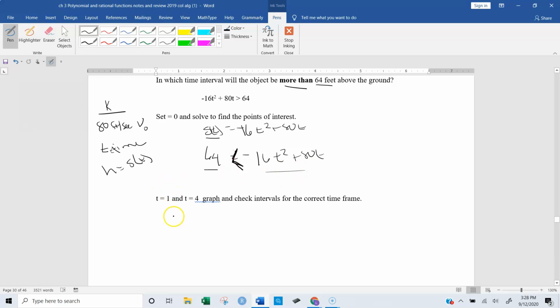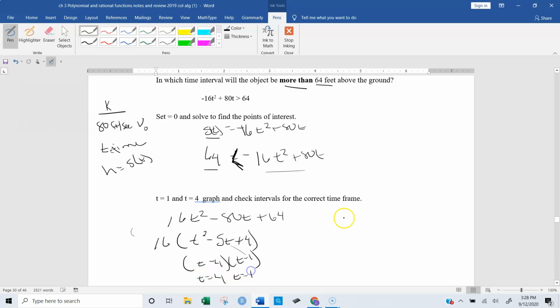Let's bring the 16t squared over. We get 16t squared minus 80t plus 64. And I'm looking at this, I'm like, okay, we have to factor something out because that's awfully large. So let's get rid of a 16 because I think 16 goes into all of them. t squared minus 5t plus 4. That's going to factor into (t minus 4)(t minus 1). So t equals 4 and t equals 1 are my seconds. So on my graph, I have 1 and 4.